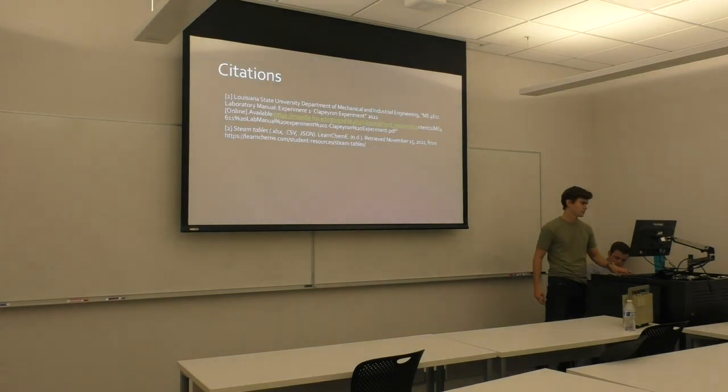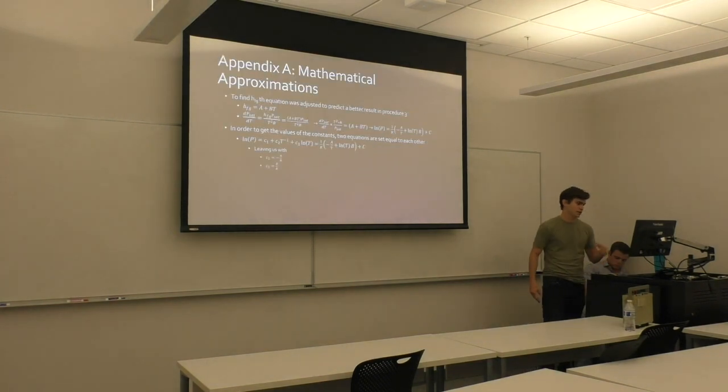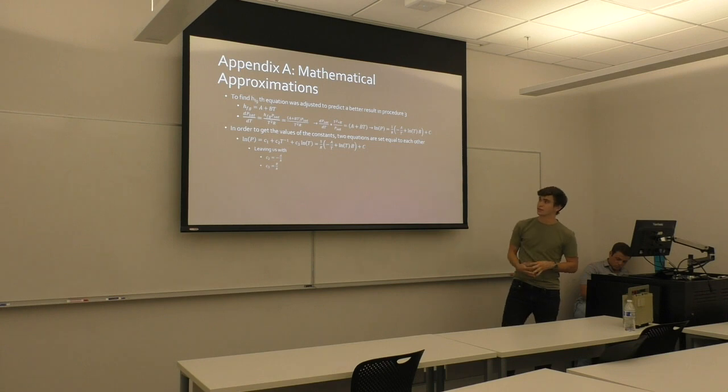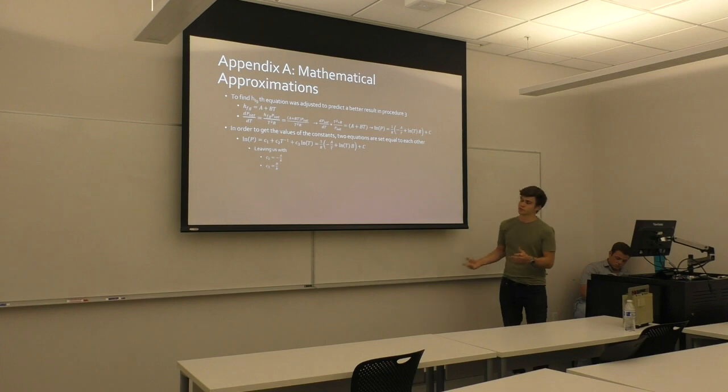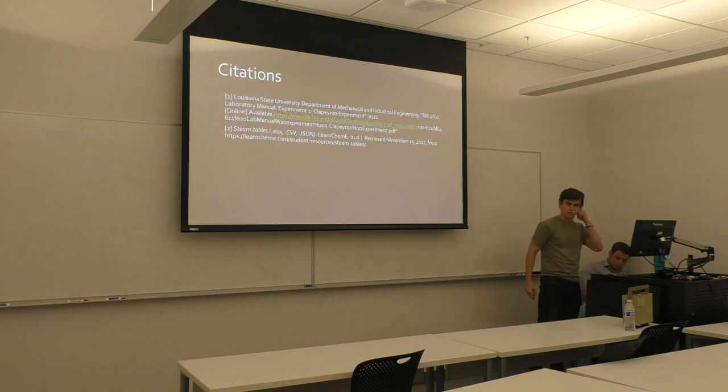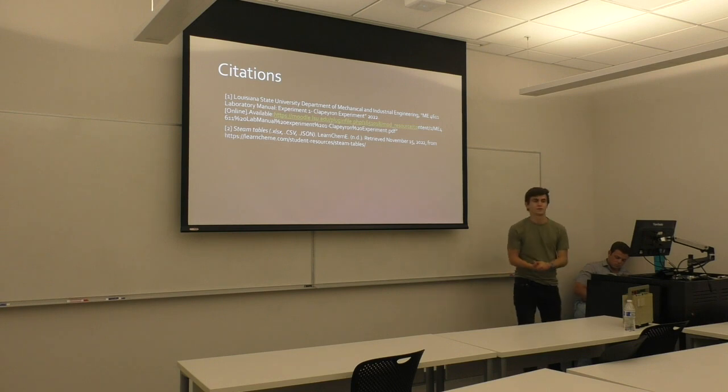And then before I get to the conclusion, this was some of the mathematical approximations that I made with changing the latent heat of vaporization. I won't go too far into it, but this is how I manipulated it in order to find my constants and ultimately solve for our A and B values. So that's my conclusion, and if you have any questions.